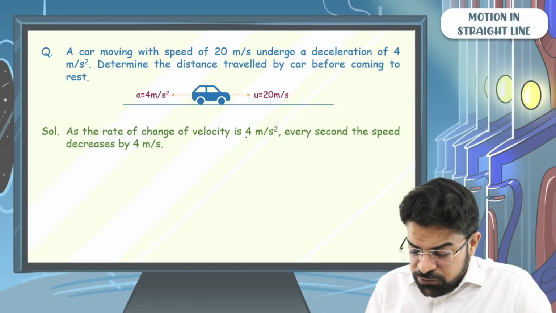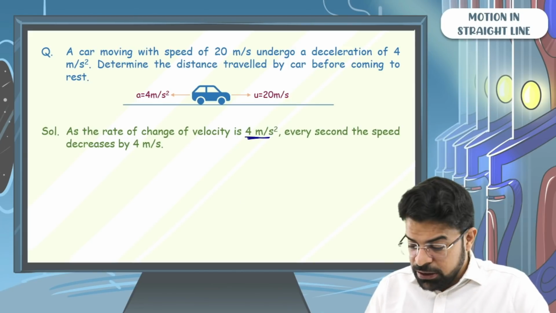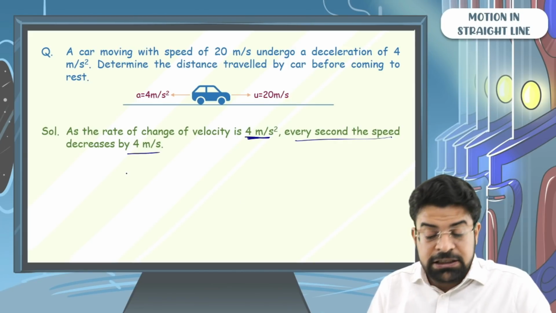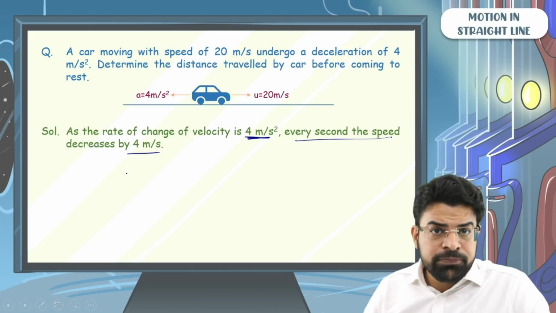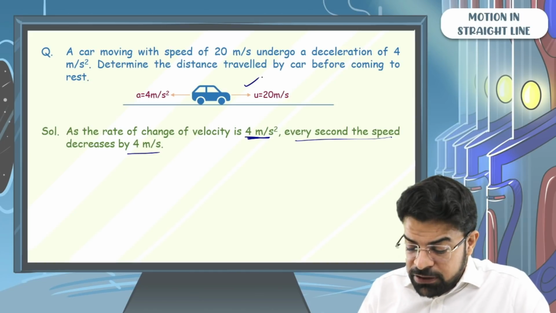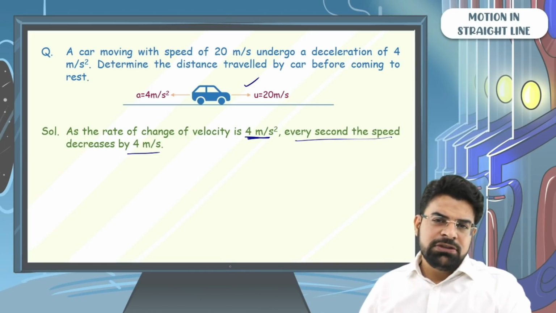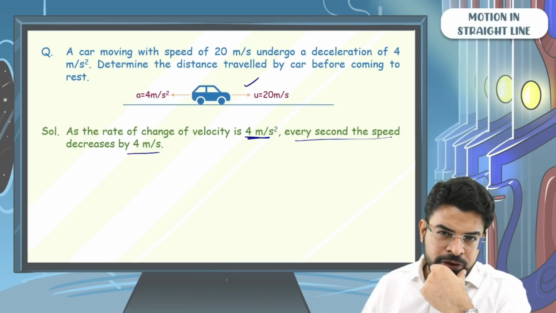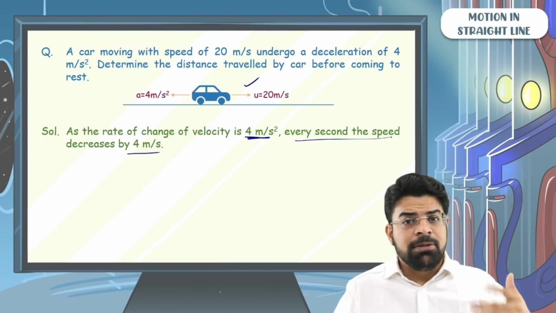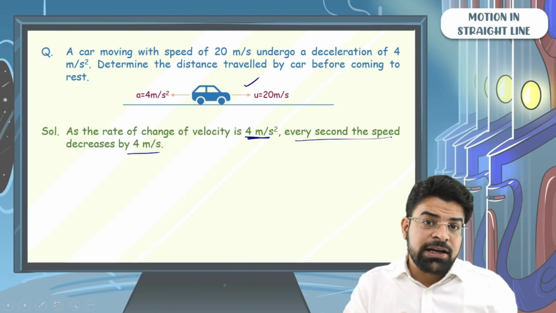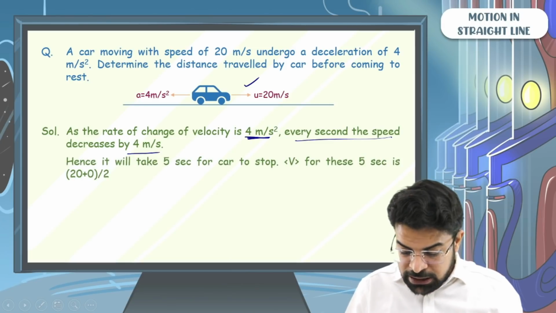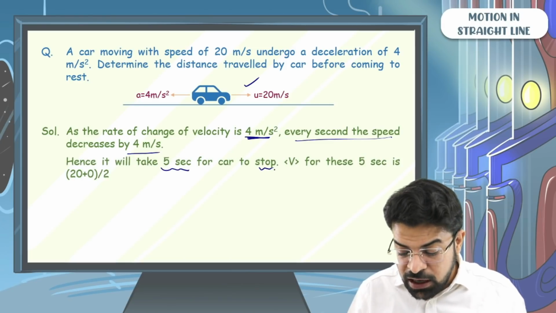As the rate of change of velocity is 4 meter per second square, every second the speed decreases by 4 meter per second. So how much time will it take for this car to come to rest? You will say, sir, initial velocity is 20 and every second the velocity decreases by 4 meter per second, so it will take 5 seconds for the velocity to drop to 0. Hence, it will take 5 seconds for the car to stop.